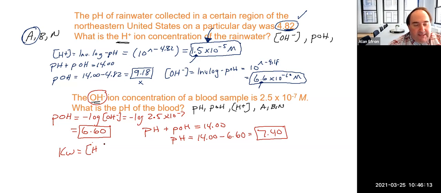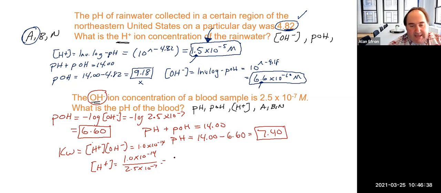That's H plus times OH minus is equal to 1 times 10 to the minus 14. So our H plus in this case should be 1 times 10 to the minus 14 divided by 2.5 times 10 to the minus 7. And that would get us about 4.0 times 10 to the minus 8, I believe. Also, again, it needs units as it is a concentration. Any questions on any of those calculations?